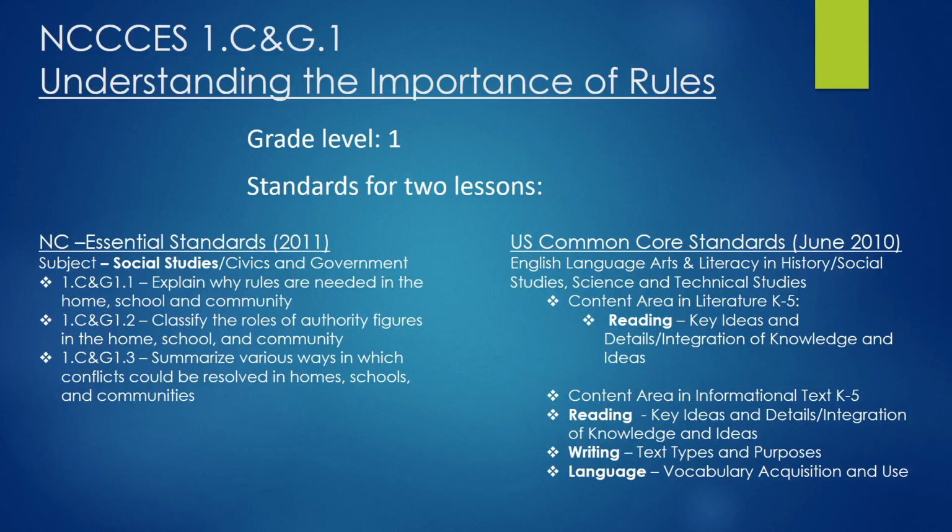This will be standards for 2 lessons. The standards that will be covered are North Carolina Essential Standards. Subject content will be social studies under civics and government. We will be covering Essential Standards 1 C&G 1.1, explain why rules are needed in the home, school, and community. 1.2, classify the roles of authority figures in the home, school, and community. And 1.3, summarize various ways in which conflicts could be resolved in home, schools, and community.